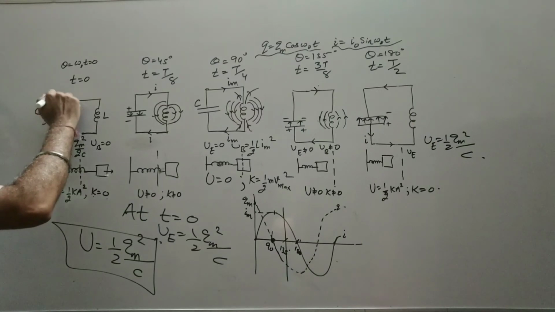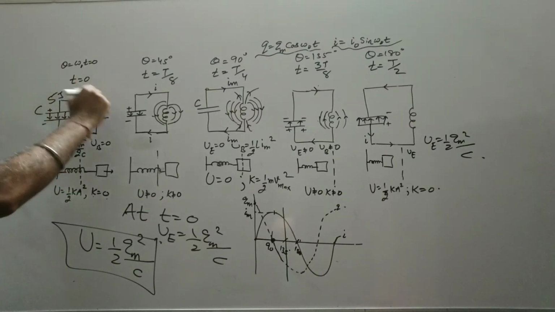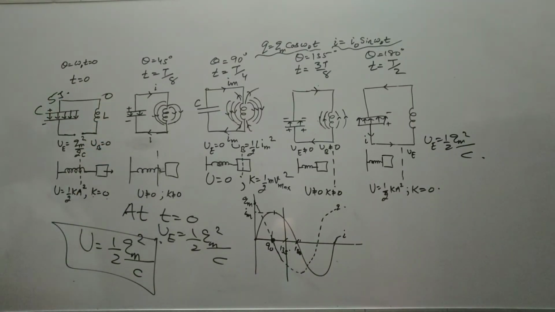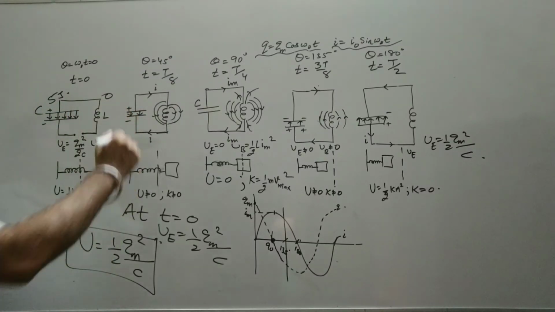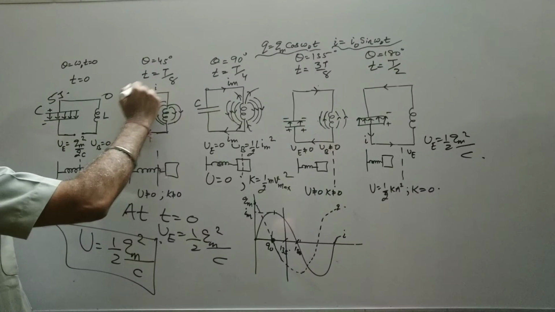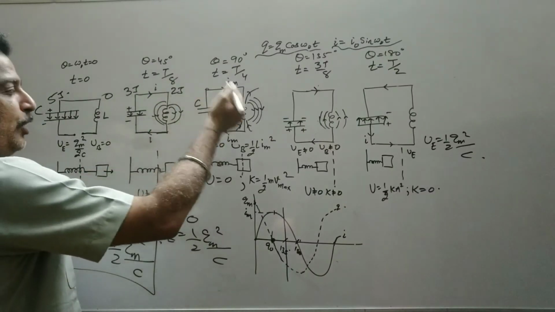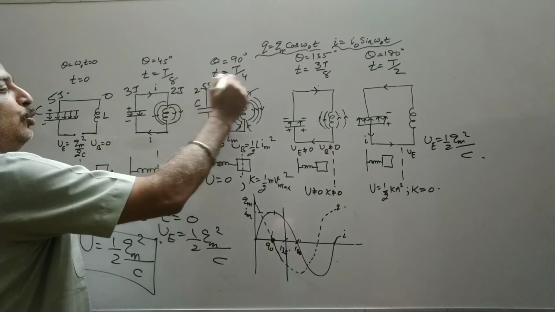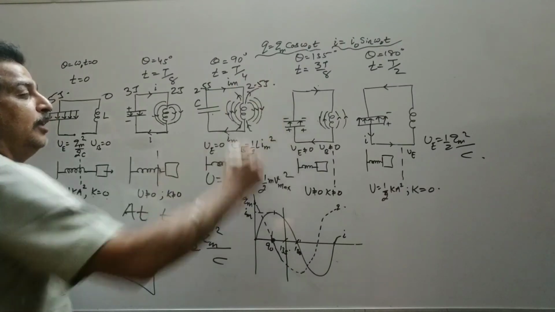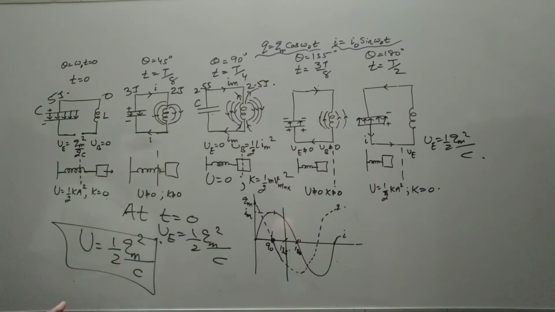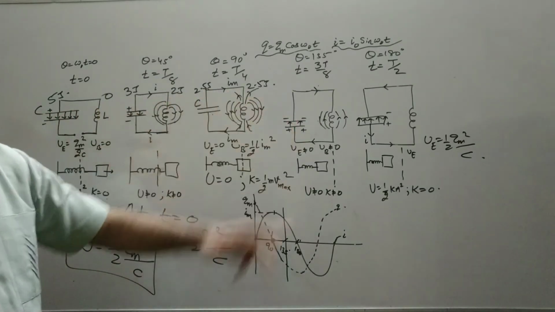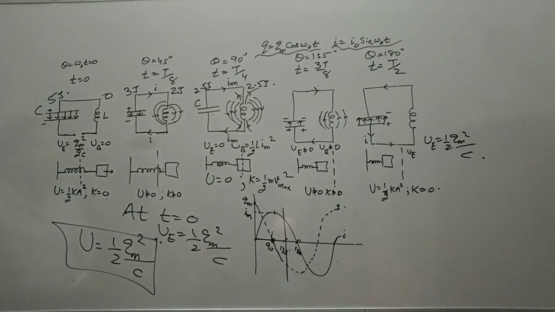So if we assume the capacitor has 5 joule at t equal to 0, the inductor will have 0. At some intermediate position, suppose this has 3 joule, then this will have 2 joule. Then for example, this will have 2.5 joule, this will also have 2.5 joule. So one is increasing, the other is decreasing. So this is how the energy conversion takes place.